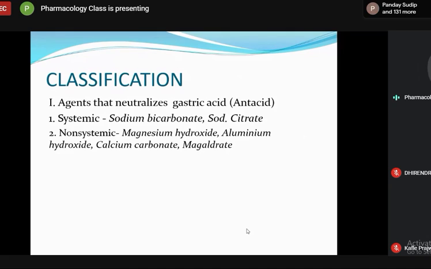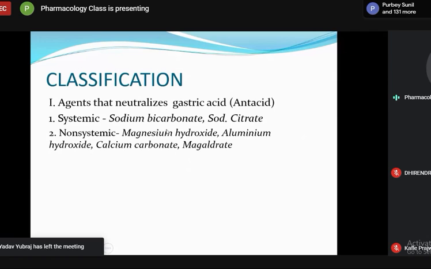Among the systemic drugs that neutralize gastric acid, we have sodium bicarbonate and the others, magnesium hydroxide and magnesium aluminum hydroxide, that we had discussed. They are called antacids because they neutralize the gastric acid and increase the pH of the gastric content. Sodium bicarbonate reacts with the acid to produce carbon dioxide and sodium chloride.